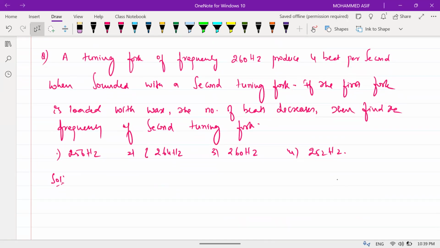A tuning fork of frequency 256 produces 4 beats per second when sounded with the second tuning fork. If the first fork is loaded, isn't it? So when the first fork is loaded instead of the second one, the answer will be reversed. That means the smaller will be the answer, isn't it? Yes, sir. Smaller frequency will be the answer. That is, the answer should be either 256 hertz or 264. As the first one is loaded, beat frequency will be decreasing. The lesser one will be the answer, so 256 will be the answer. Got it?